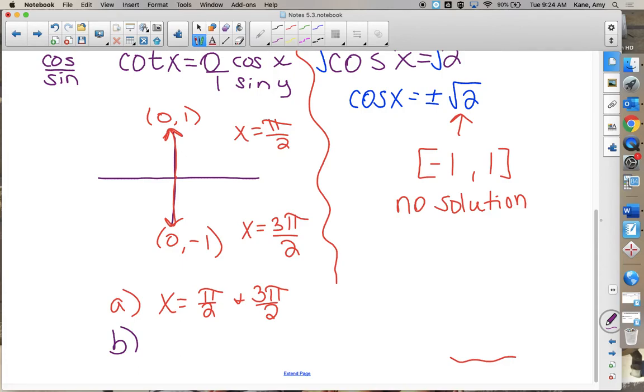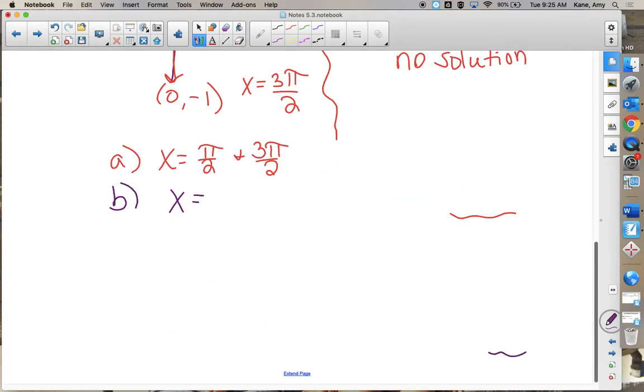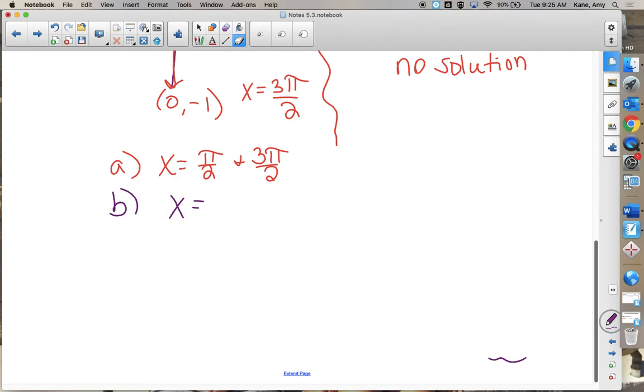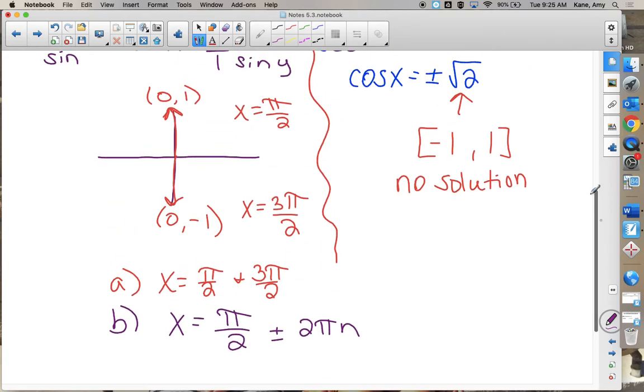So how would you write those angles in general form? Hannah? X equals pi over 2 plus or minus 2 pi n. So she started with pi over 2, and she said plus or minus 2 pi n. What's special about those angles? Not quite, you're close. They're across from each other, right? They're exactly across from each other.